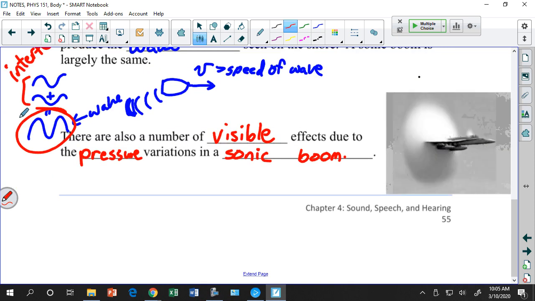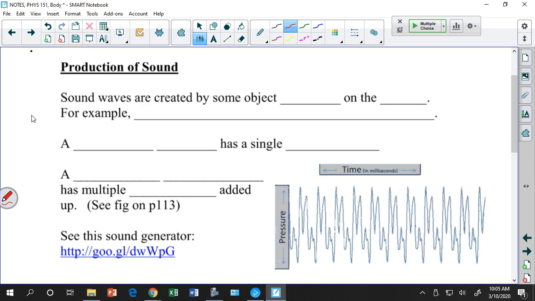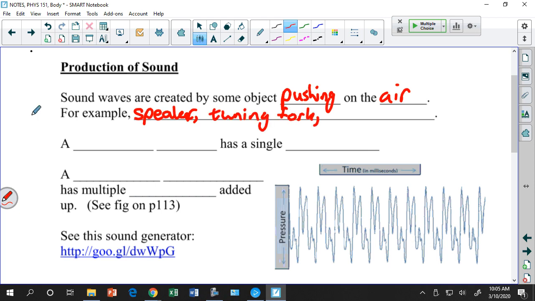Okay. Let's look at the production of sound. Sound waves are created by some object that pushes on the air. For example, a speaker, a tuning fork, a spring, or like the rubber band, right? It makes a sound. The tuning fork. Let's see, I think I brought one.